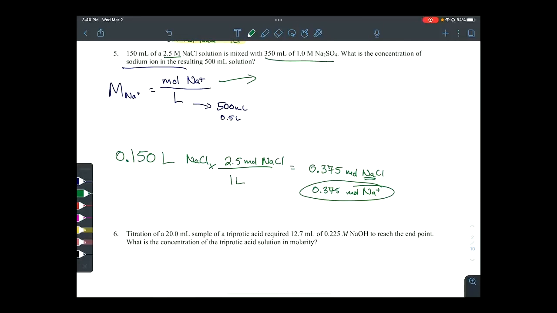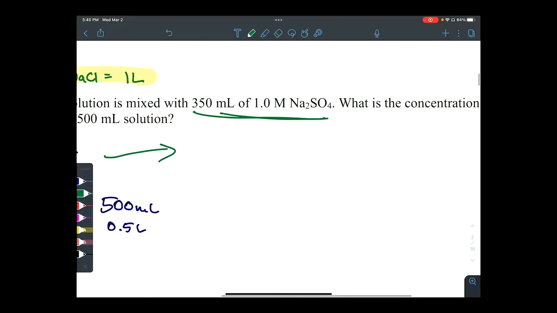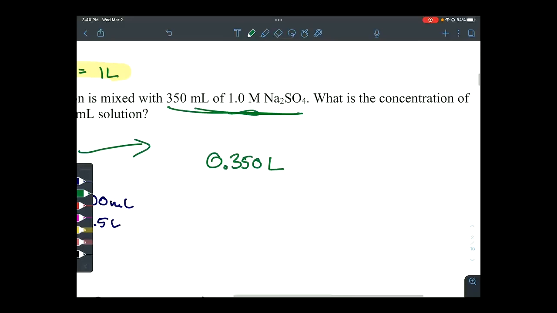We also have some sodium sulfate, but it's the same process, all right? So we have 350 milliliters, so 0.35 liters of sodium sulfate. So the molarity is 1 molarity, so that means that there's 1 mole of sodium sulfate in solution in 1 liter. Sorry, my sig figs are going away, 0.1 or 1.0 moles of sodium sulfate.